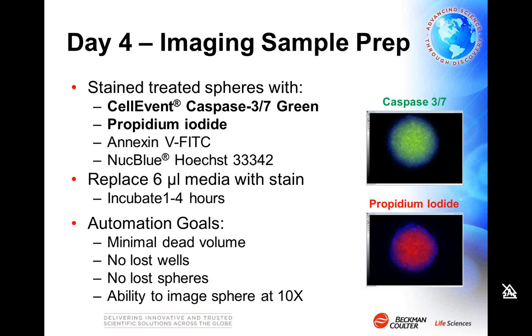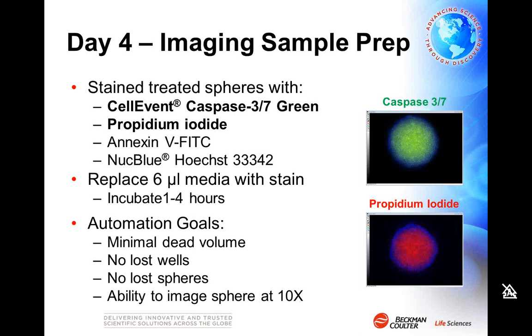So after the 24-hour treatment, we stained the treated spheres with a variety of reagents, two of which I've already spoken of. But what we'll be showing from this point on is cells that were stained with CellEvent Caspase 3/7 Green, which is a reagent that in the presence of active caspase 3 or 7, the reagent is cleaved and then fluoresces green. And also propidium iodide, which is a very standard way of looking at cell membrane integrity. So if cells are undergoing cell death, they may become permeable to propidium iodide and glow red. And those two images are shown on the right, also in the presence of the NucBlue Hoechst 33342, which I mentioned earlier.